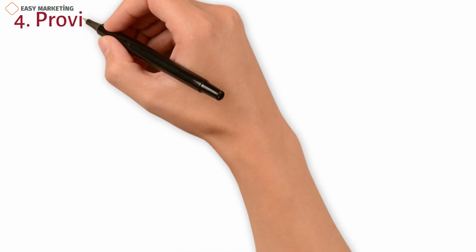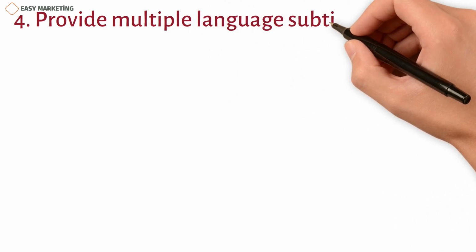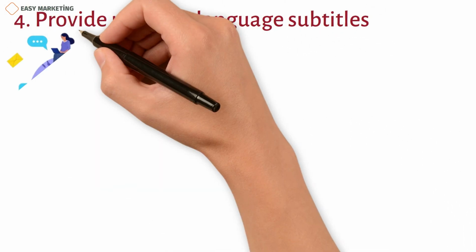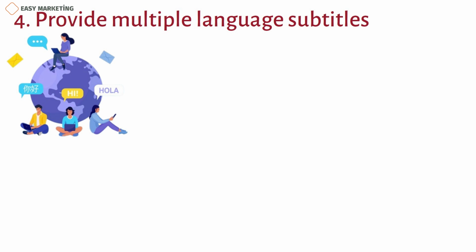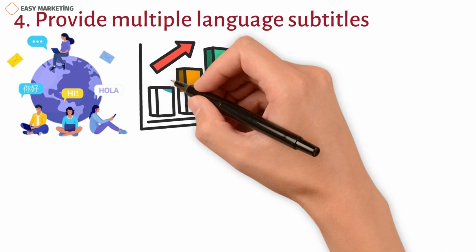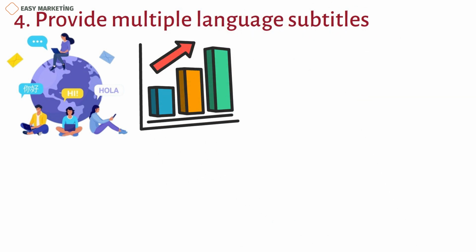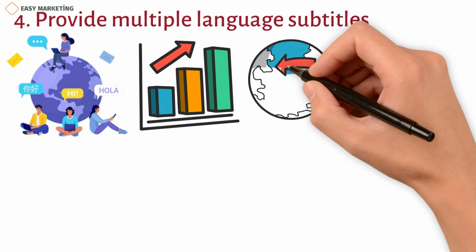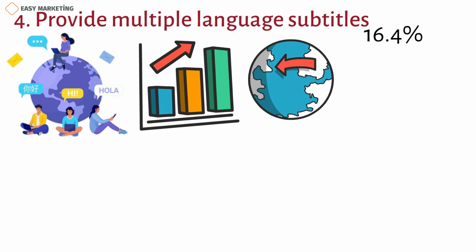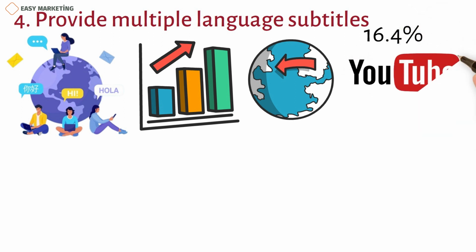4. Provide multiple language subtitles. Translations help you reach more people and improve your YouTube SEO, just like English captions make your videos easier for people to watch. YouTube is very popular all over the world. Only 16.4% of people who visit YouTube's website are from the United States, but more than 2 billion signed-in users watch YouTube every month around the world.